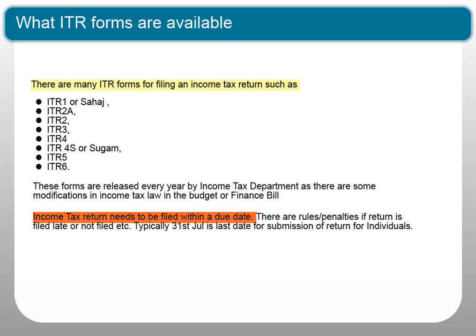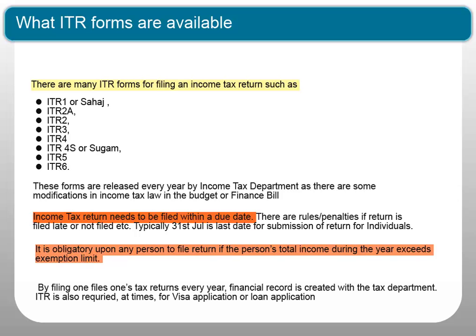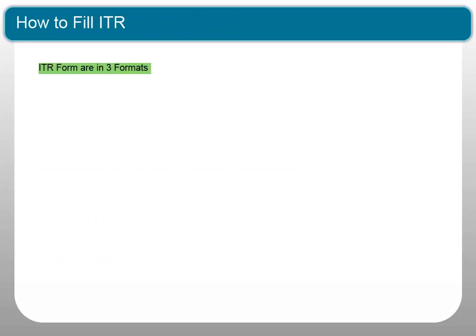Income tax return needs to be filed within a due date. There are rules or penalties if the return is filed late or not filed, etc. Typically, July 31st is the last date for submission of return for individuals. A person has to file a return if the person's total income during the year exceeds the exemption limit. By filing one's tax returns every year, a financial record is created with the tax department, which is required during visa application or loan application. ITR forms are available in three formats: Excel utility, Java utility, PDF file.